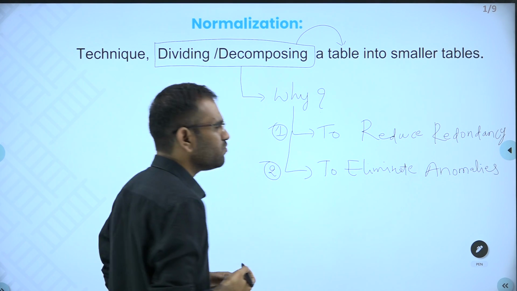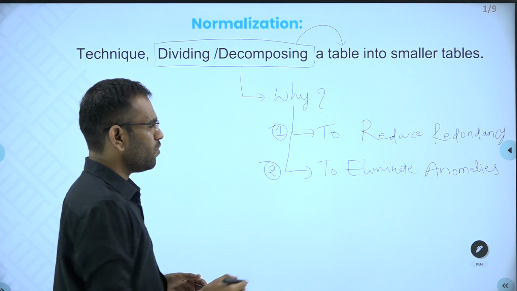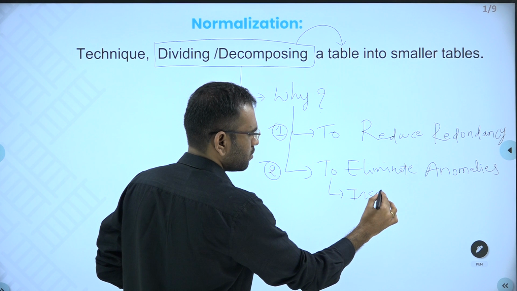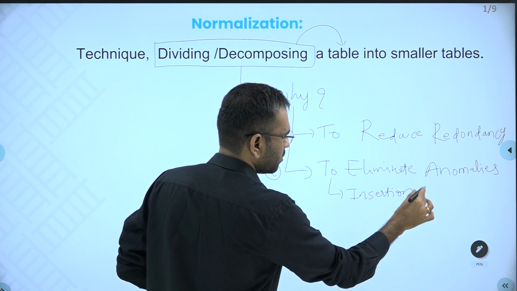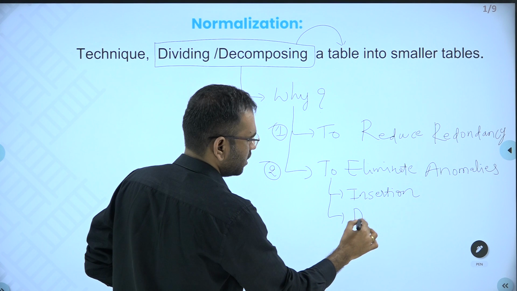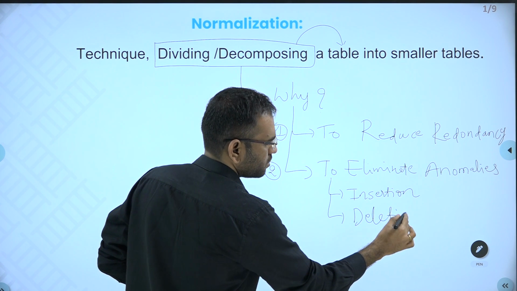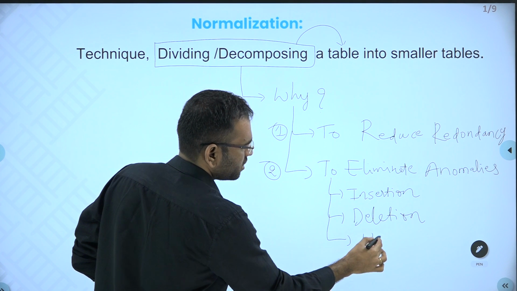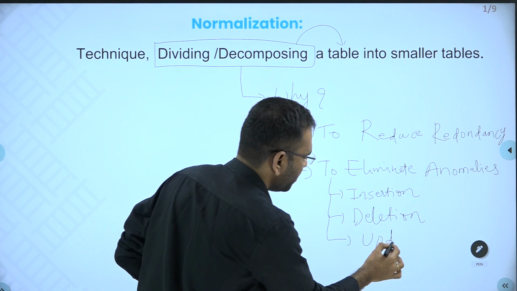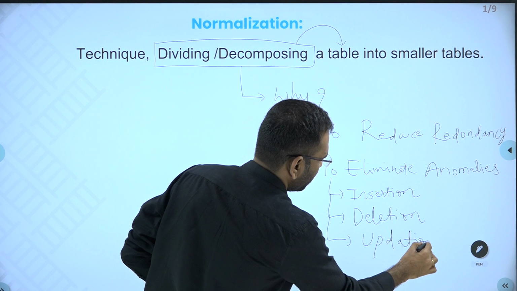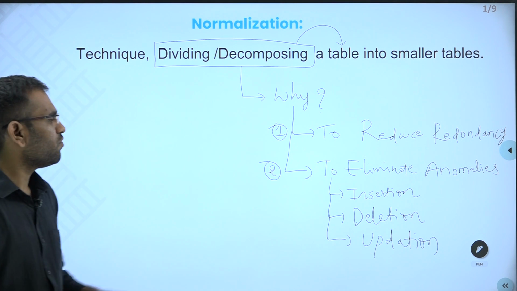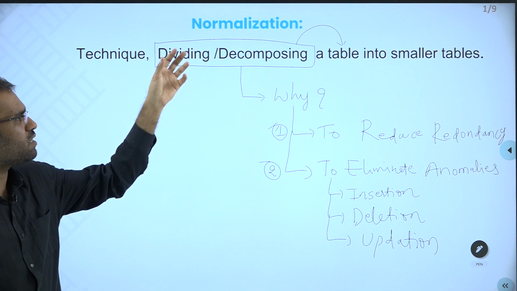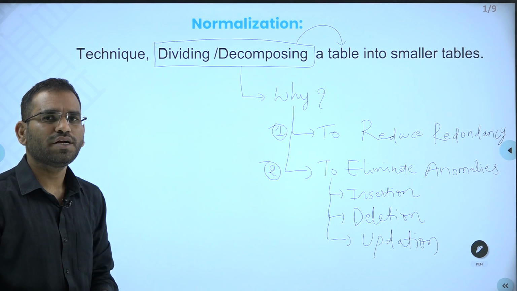What are the anomalies we are having? As we have seen, one is insertion, second one is deletion, and third one is updation. Okay, follow me. These are the things we are eliminating by decomposing the table into smaller tables.